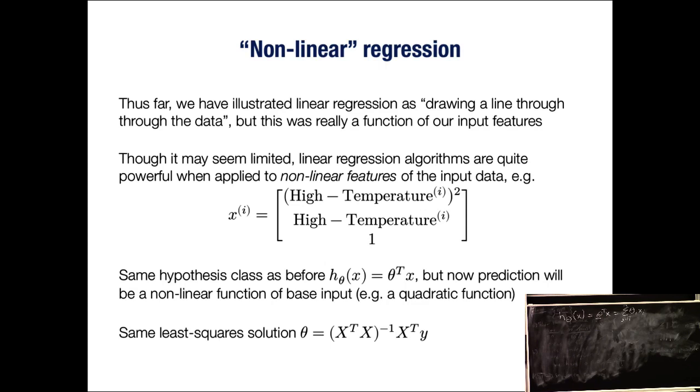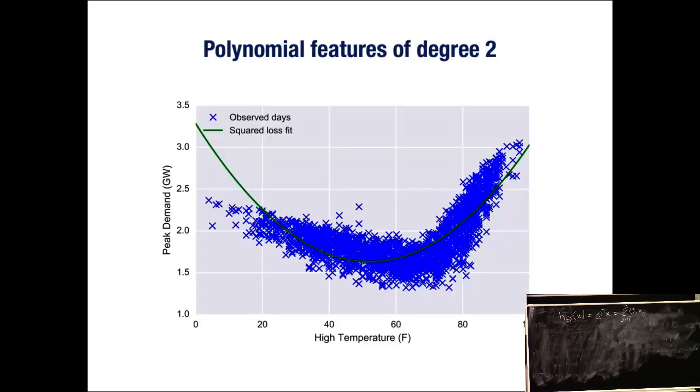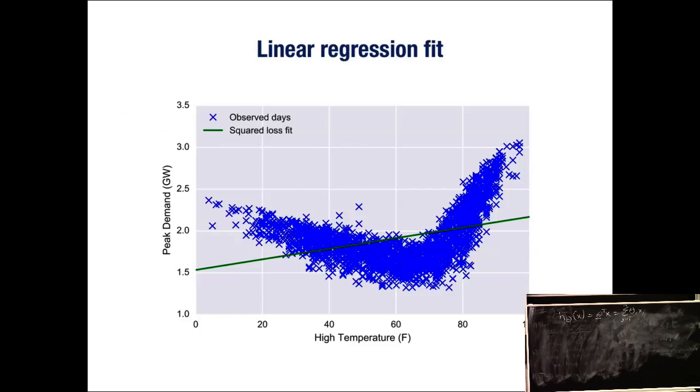OK, so let's see what this looks like. Here is our polynomial features of degree 2 fit to this data. As you can kind of see, this is a quadratic function that tries to capture this data. And it probably does a little bit better job than a linear function, right? I would say this is a better fit than this one in terms of the actual quality of what it's trying to capture. But it's still not great, right?